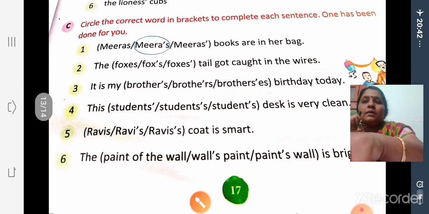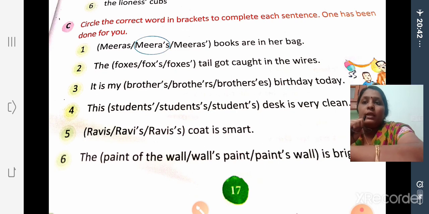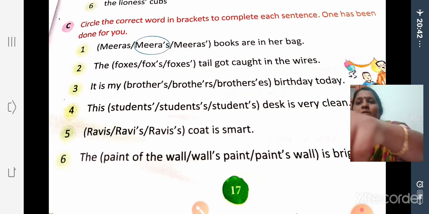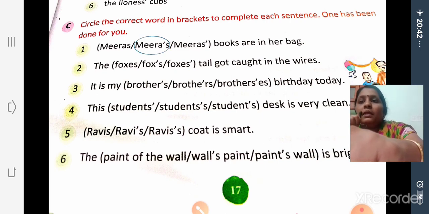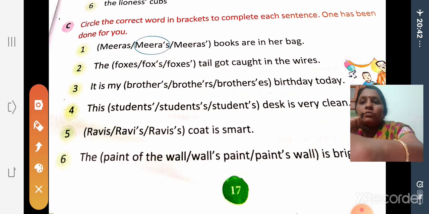Then circle the correct word in brackets to complete each sentence. One has been done for you. So you have to find out the correct answer. First one is done for you: Meera's books are in her bag. So the correct one is Meera's. Then the fox's tail got caught in the wires. So the correct answer is fox apostrophe s. Fox is a singular noun, so add apostrophe s.